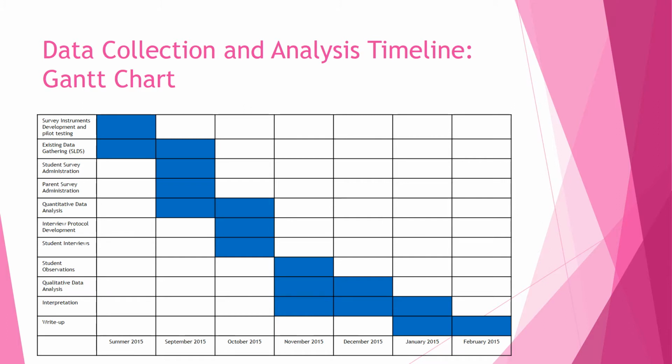Notice the data collection matrix included the different data elements, but the Gantt chart includes more information associated with the process, including instrument development, analysis, etc. The Gantt chart can be as detailed as you want it to be. Sometimes requests for evaluation proposals will specify things to be included in a timeline. For example, with IRB approval, you might need to do that.